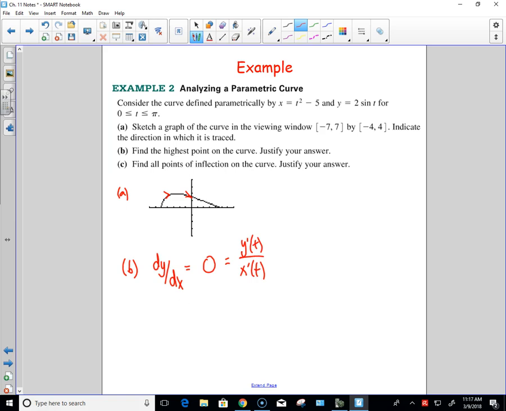P.S. You just saw the calculator can't do it for you on this one, right? All right. So here we go. Y prime is equal to 2 cosine, yeah? Over 2t. We're going to solve by hand?